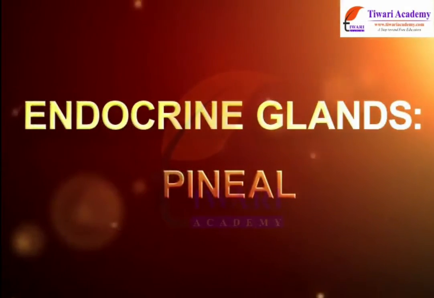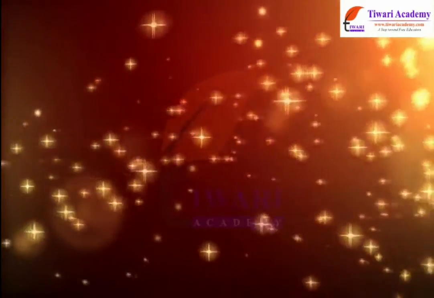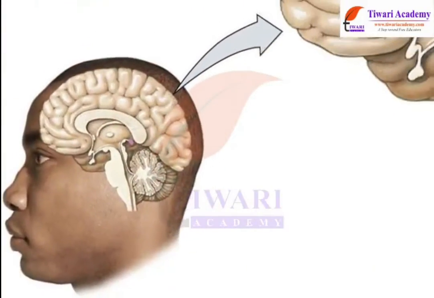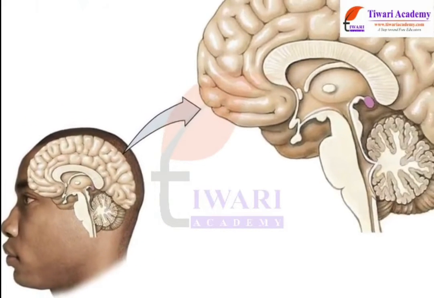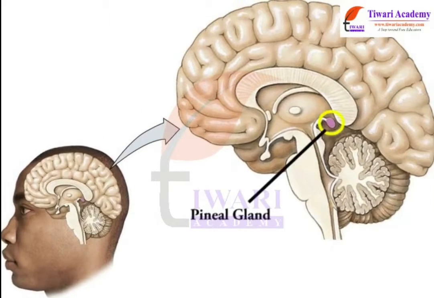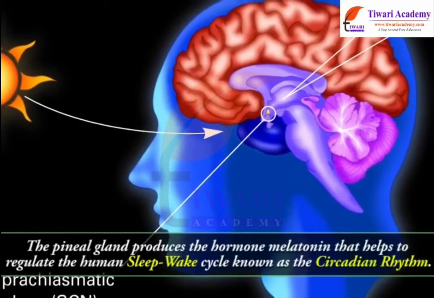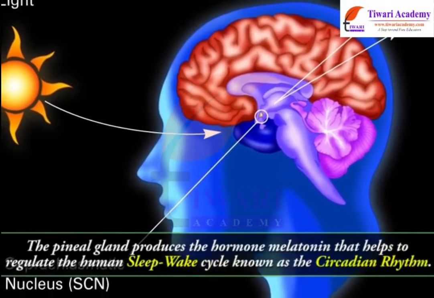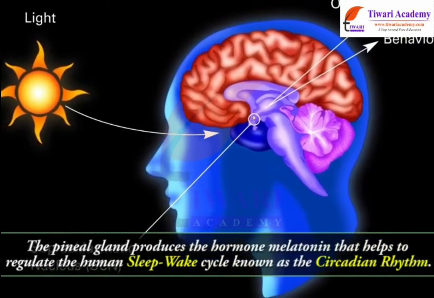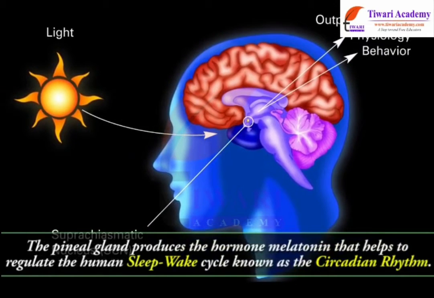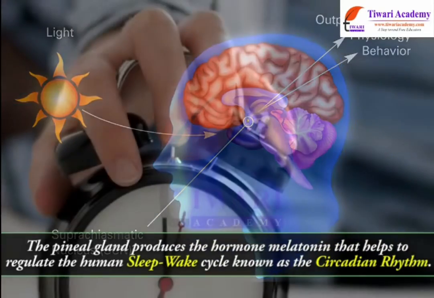Endocrine glands, pineal glands. The pineal gland is a small pine cone-shaped mass of glandular tissue found just posterior to the thalamus of the brain. The pineal gland produces the hormone melatonin that helps to regulate the human sleep-wake cycle known as the circadian rhythm.